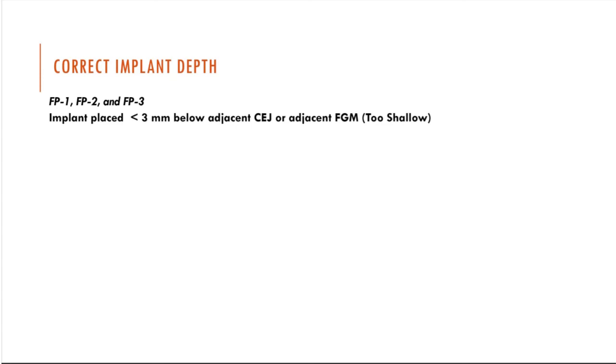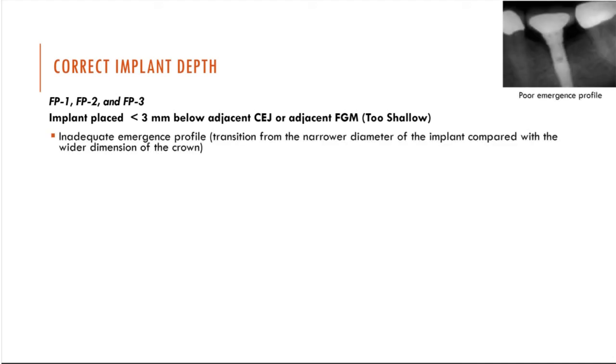If the implant is placed less than 3 mm below the adjacent CEJ or adjacent FGM, which means it will be too shallow, there will be inadequate emergence profile, which is a transition from the narrow diameter of the implant compared with the wider diameter of the crown.